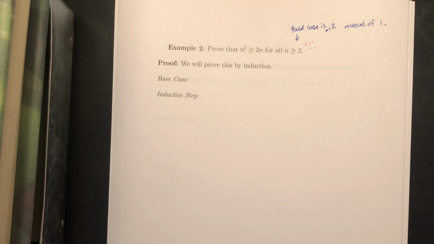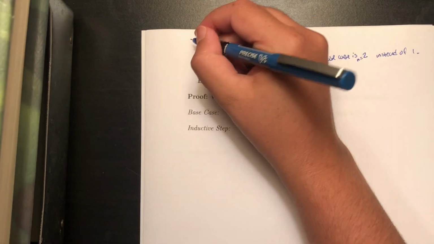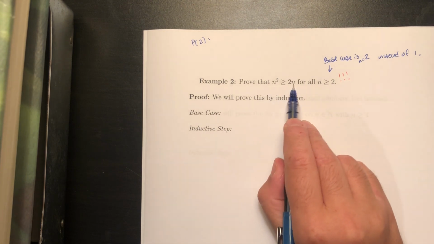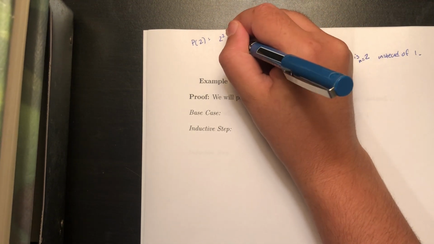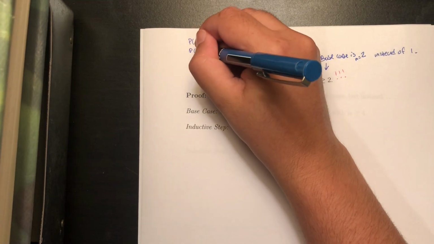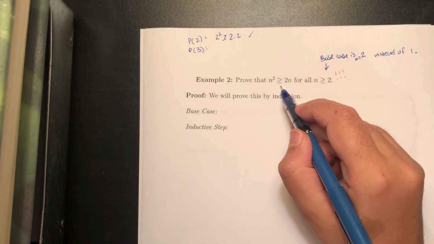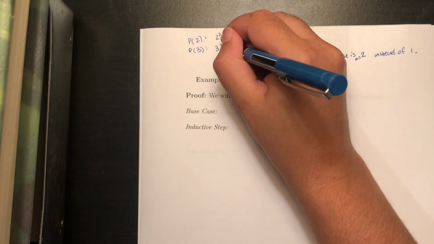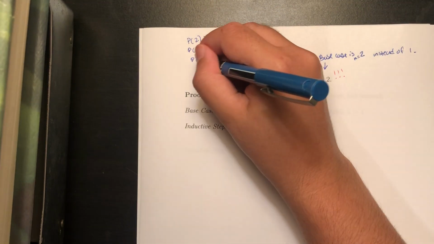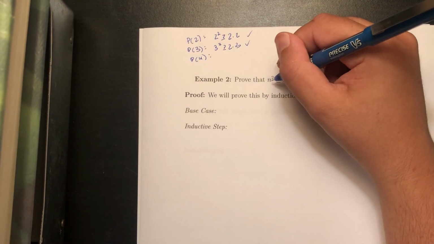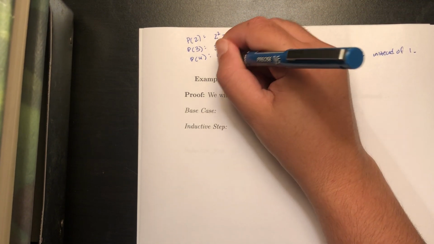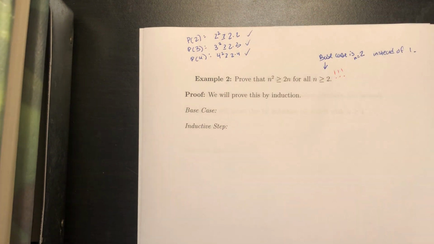All right, now let's think about what this statement says for some small cases. P of 2 says that 2 squared is greater than or equal to 2 times 2. Okay, 4 is greater than or equal to 4, that's correct. P of 3 would say 3 squared is greater than or equal to 2 times 3. 9 is greater than or equal to 6, that's true. P of 4 says 4 squared is greater than or equal to 2 times 4. Okay, 16 is greater than or equal to 8, sure, that's true.